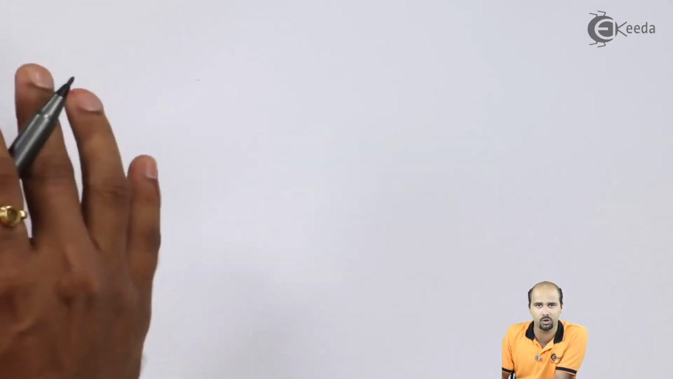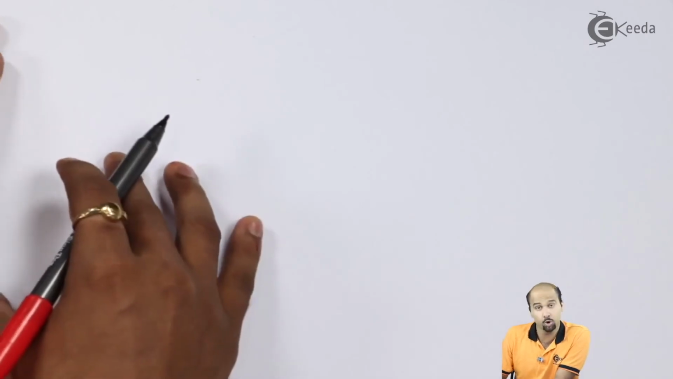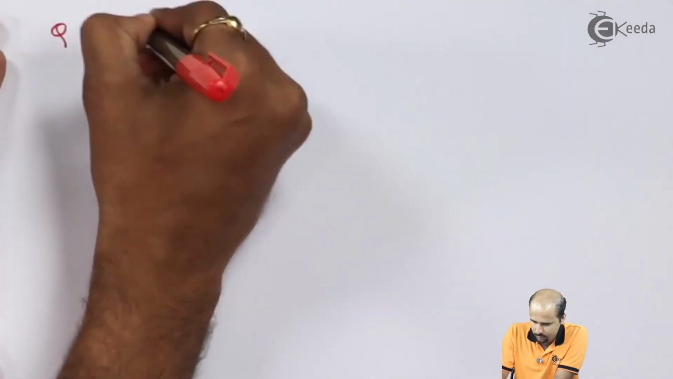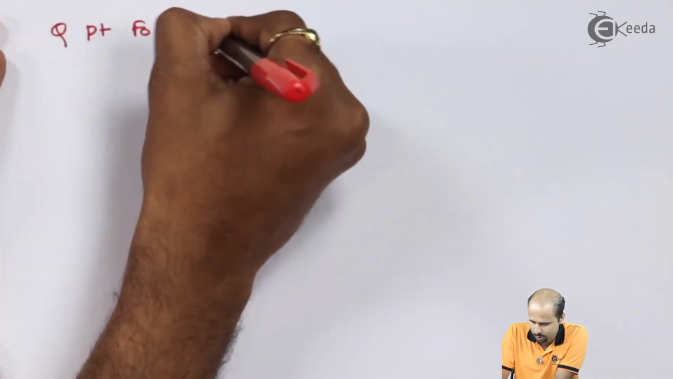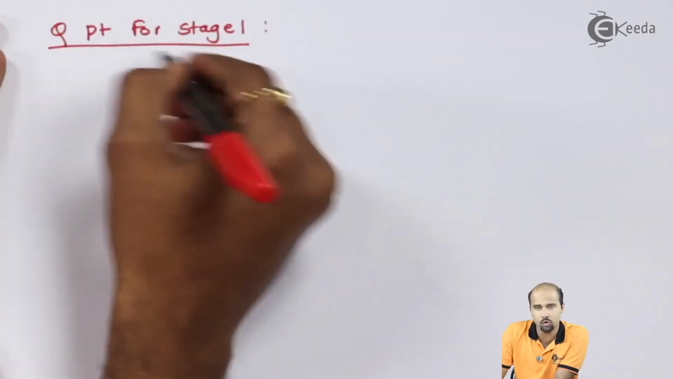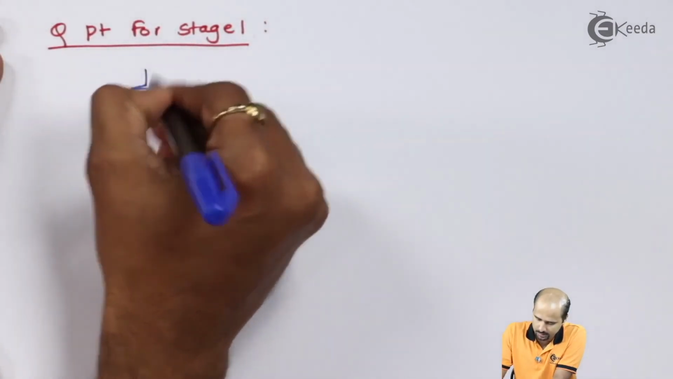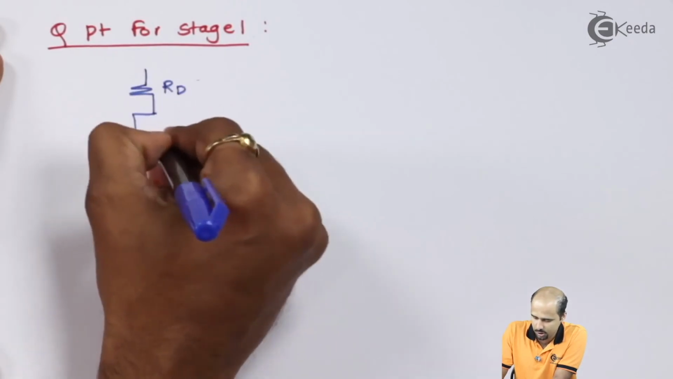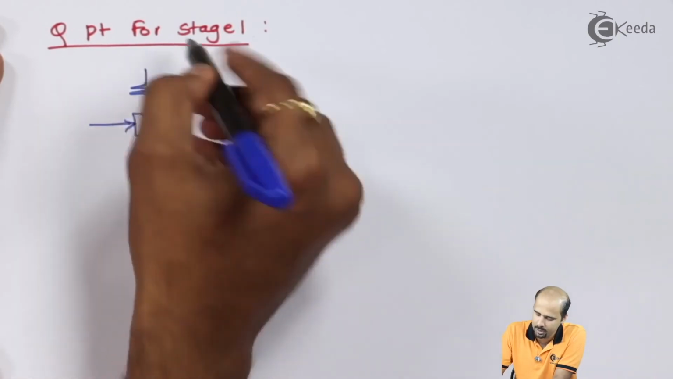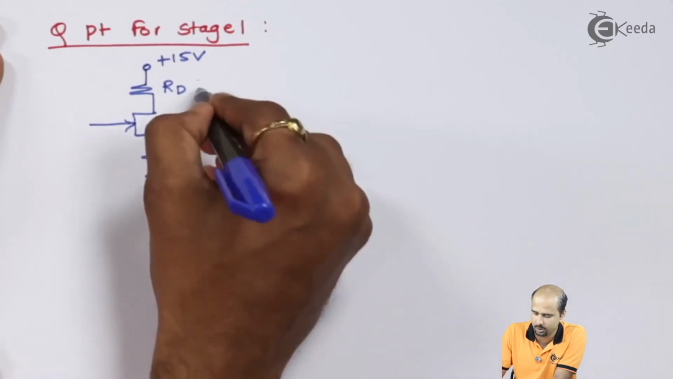Let's move further for the next AC equivalent circuit. Before that, we have to calculate the Q parameters. So we have to calculate the Q parameter for the first stage. So the Q point for stage 1. As far as Q point for stage 1 is concerned, we just have to go for the output KVL. That's it. So as we know, this is your RD, this is your JFET, and this is the calculated value of RS from the first step. Here it is 15 volts, RD, RS, and it is connected to ground.